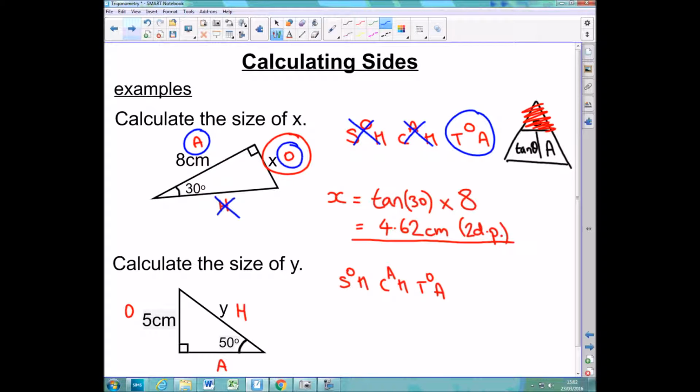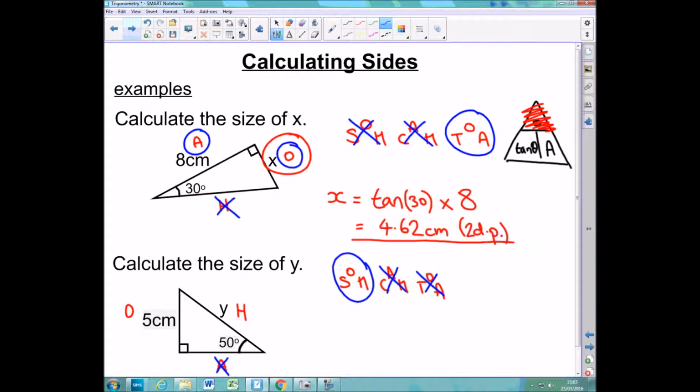Okay, it's my adjacent that is not needed, as it isn't the side that I'm trying to calculate, and it's also not the side that is giving me a value. So I'm going to get rid of all of the parts of my SOHCAHTOA that has an A in it. So that's the CAH, and that's the TOA. That's left me with this SOH part.